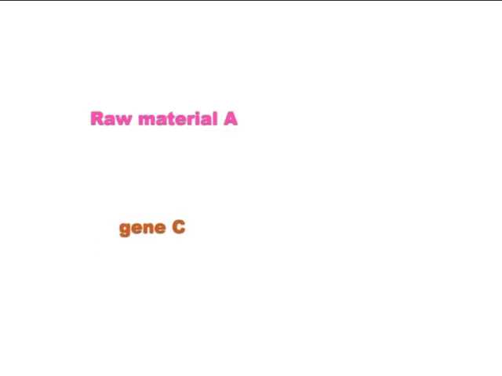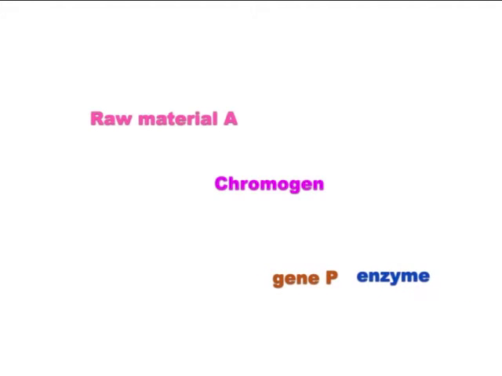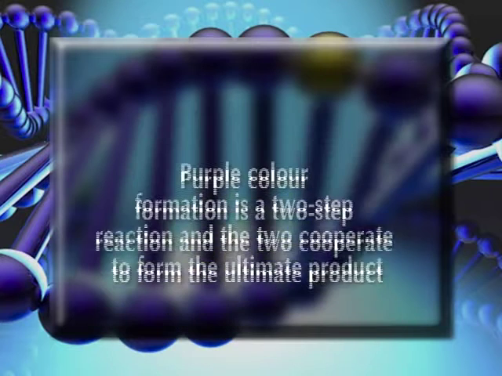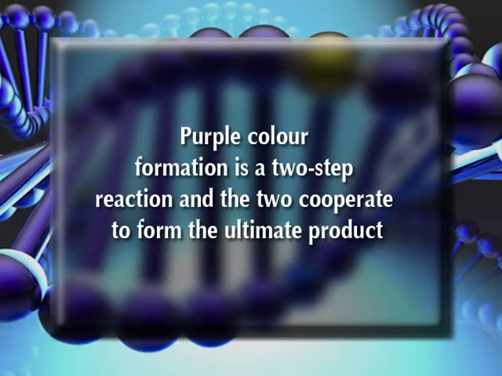It is believed that the dominant gene C produces an enzyme which converts the raw materials or substrate into chromogen. The other dominant gene P gives rise to an oxidase enzyme that changes chromogen into a purple anthocyanin pigment. This is confirmed by mixing the extract of the two types of flowers, when purple color is formed. Thus, purple color formation is a two-step reaction and the two cooperate to form the ultimate product.